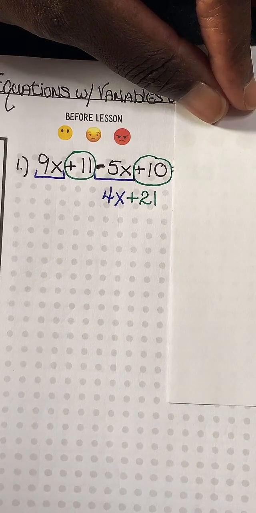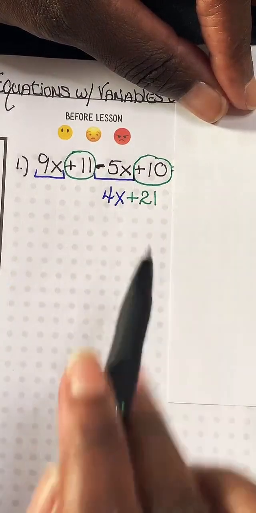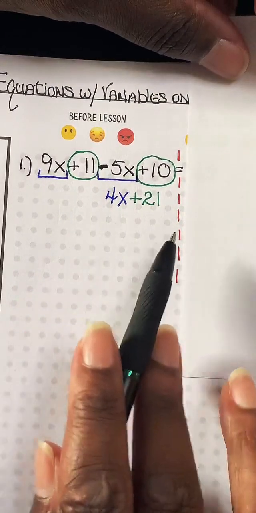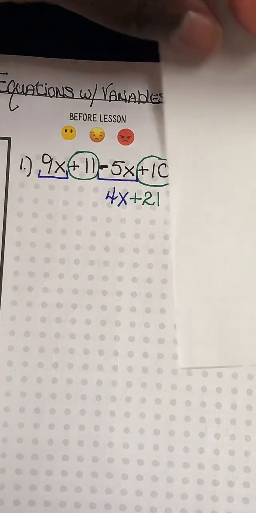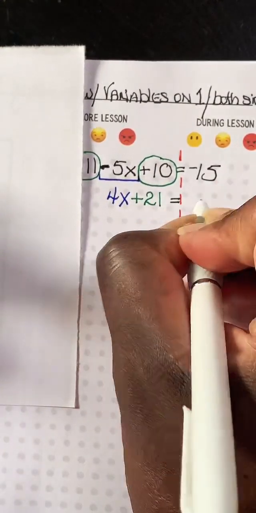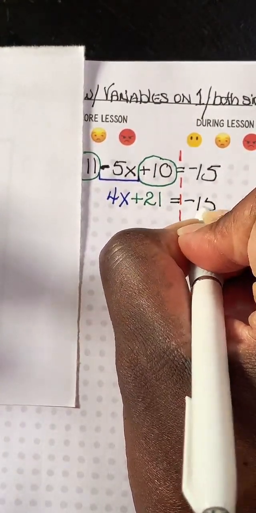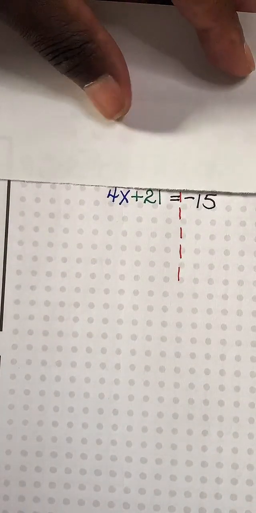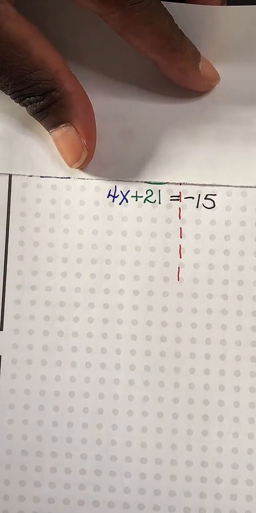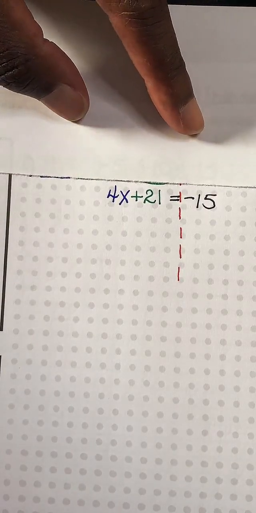Okay, combining like terms, that's it. Okay. So now we combined everything that we needed on this left-hand side. So now we're going to bring down our equals and this negative 15. So now we're just going to focus just on that 4x plus 21.